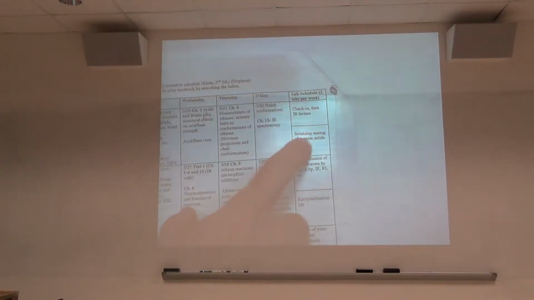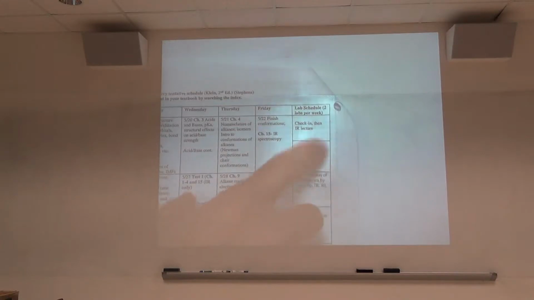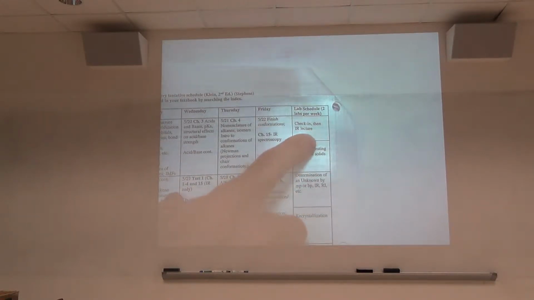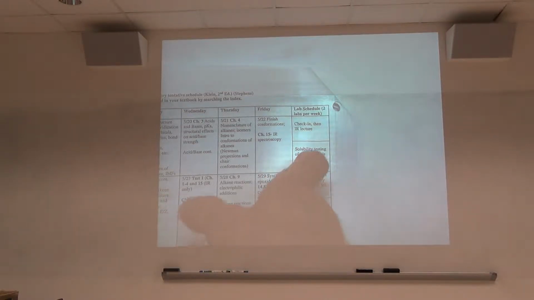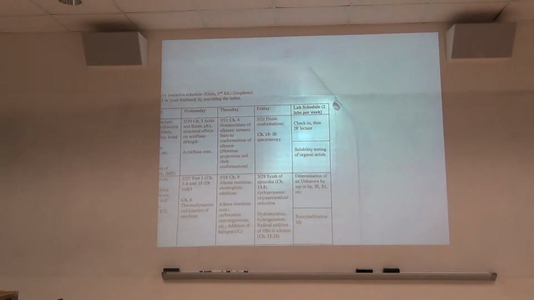What I did not point out is over on the right, this is your lab, what you're going to be doing each week in lab. Each of you has 2 labs a week, so that's divided in half. First lab of the week, check in, and then have an IR lecture. That's what we did yesterday and what we will do today for the other group. And then on Wednesday and Thursday will be solubility testing. Dr. Idell will tell you about that in the lab yesterday, hopefully. So that's your lab outline.